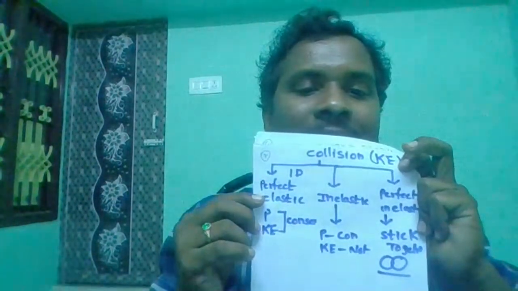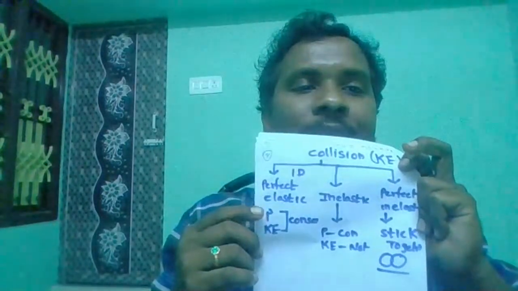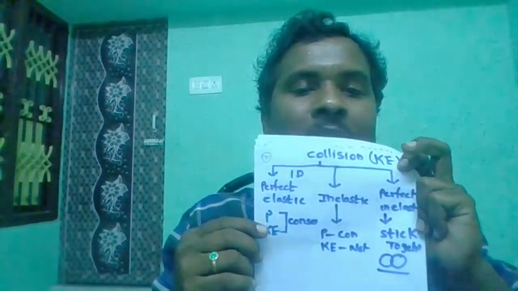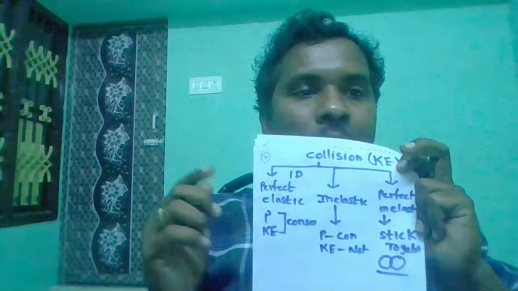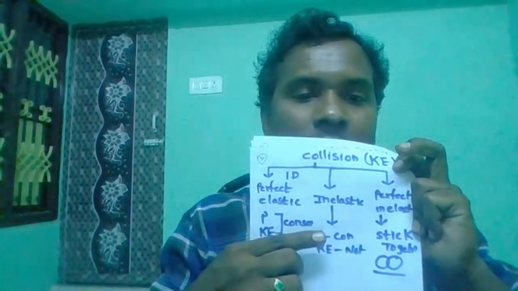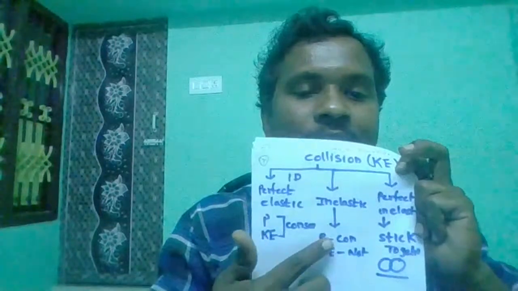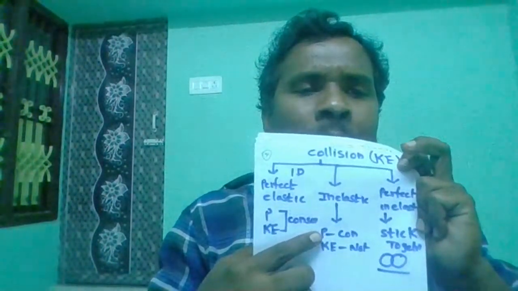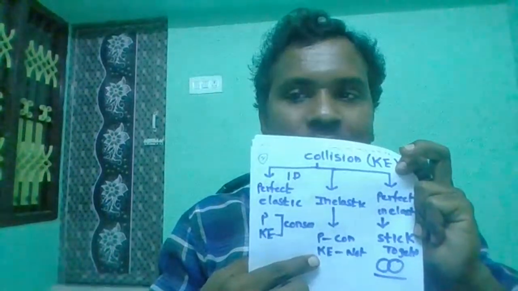In perfectly elastic collision, momentum and kinetic energy are both conserved. The second one is inelastic collision. In inelastic collision, momentum is conserved and kinetic energy is not conserved.